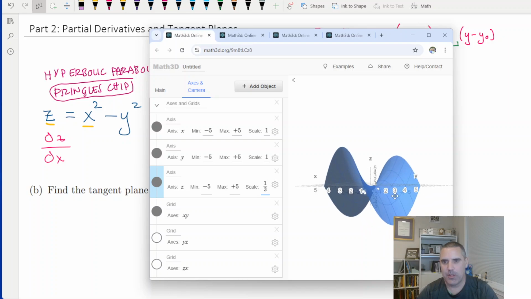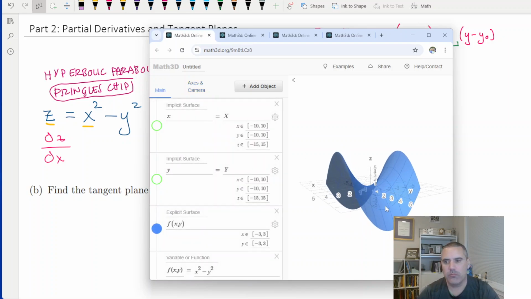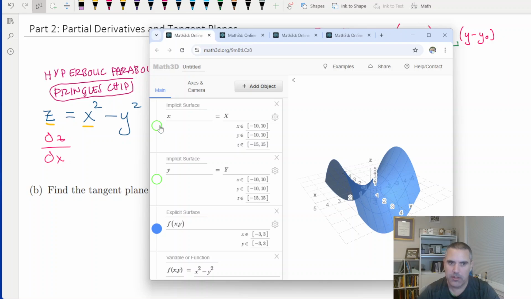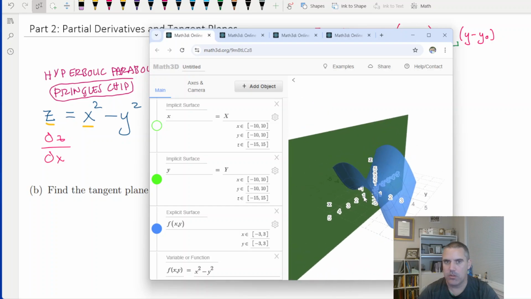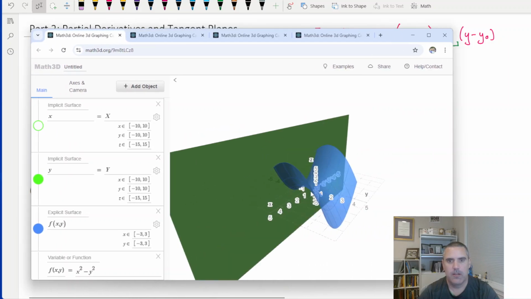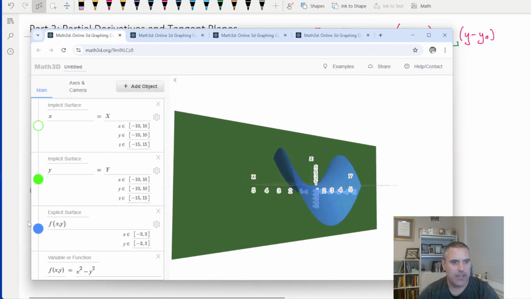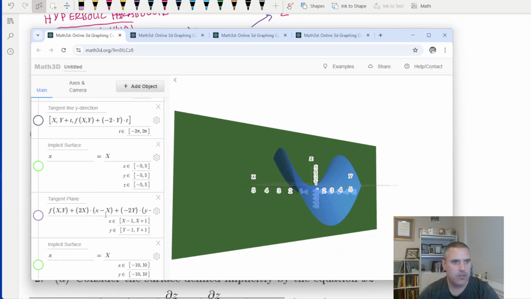Okay, let's talk about this Pringles chip. What we're doing is we're fixing something. Let's say we fix y. The moment we fix y, we're turning it into a 2D problem. I'll make this a little bigger. We're looking at that 2D intersection.